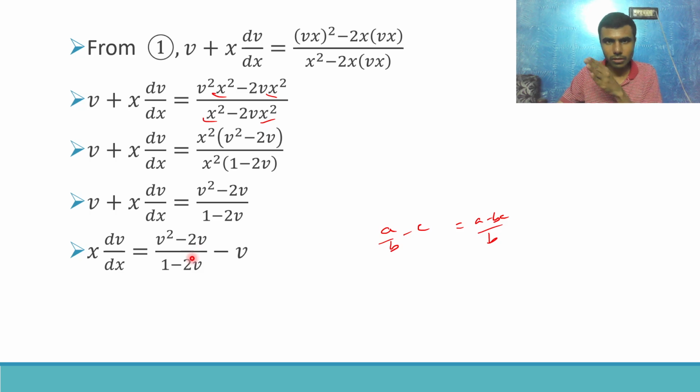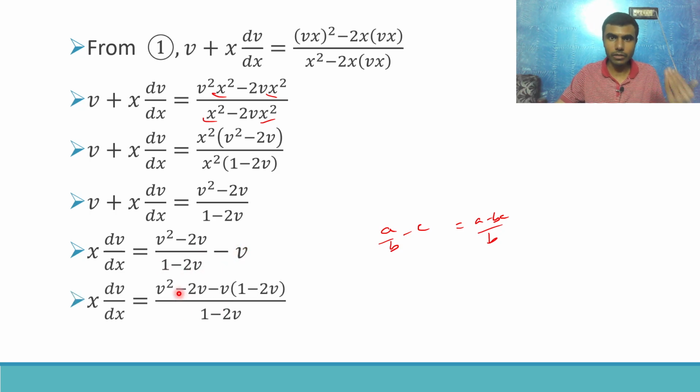Likewise, v square minus 2v by 1 minus 2v, send it here: v square minus 2v minus v into 1 minus 2v, all by 1 minus 2v. I just took LCM here. That's why I would end up here.